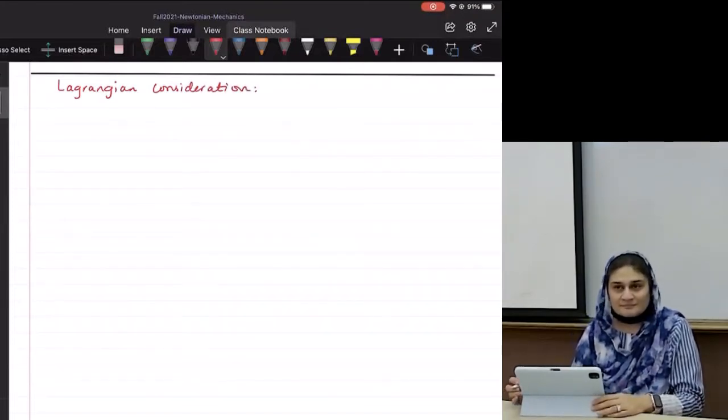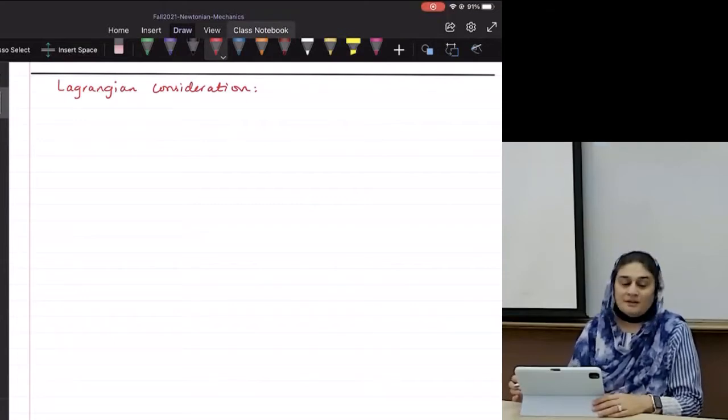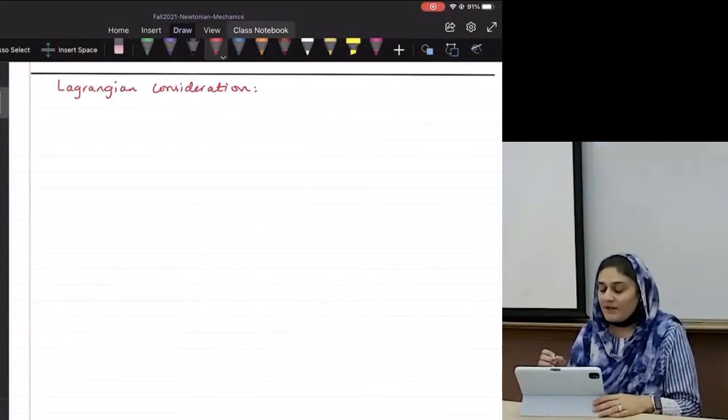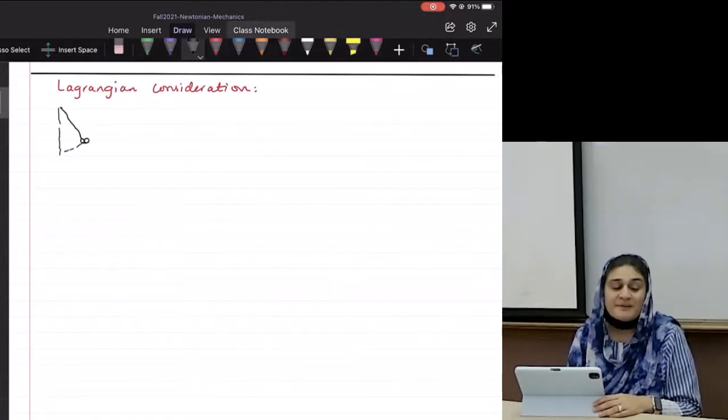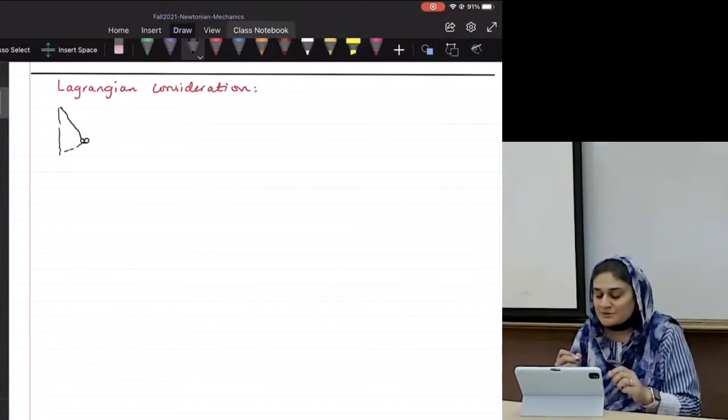To choose wisely, we need a set of generalized coordinates that uniquely specify the system. Okay, so we have a pendulum. What do you think we should use? I'm thinking theta would be a good one. So let's use that one.